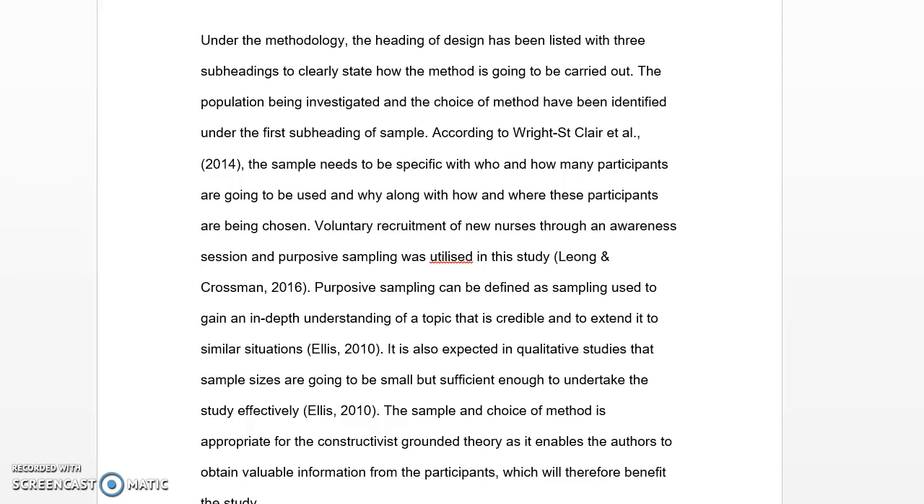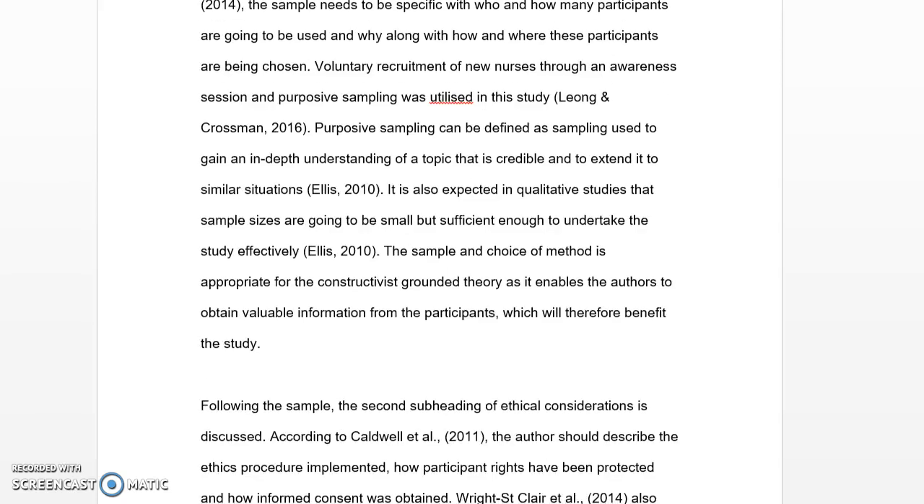Okay, so that is really important when you critique an article, that you're demonstrating to the reader that you actually understand this article and can see the pros and cons in it. Because while you're doing that pros and cons, you're actually weighing up whether this can be used in your context. Okay, so that's why critiquing is really important. Okay, so she goes on here and says the sample and choice of method is appropriate for the constructivist grounded theory as it enables the authors to obtain valuable information from the participants.